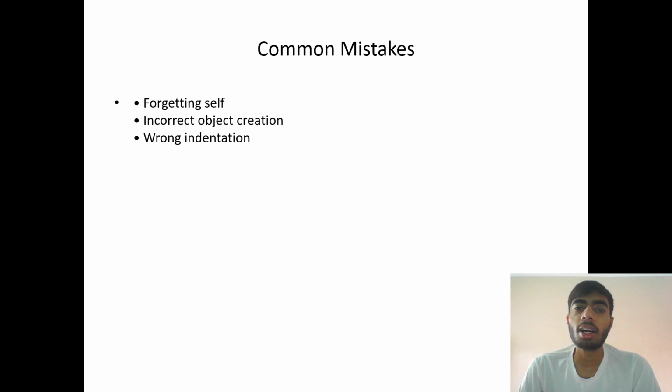Beginners often make a few common mistakes while learning OOPS. One mistake is forgetting to use the self parameter inside methods. Another is creating objects incorrectly or forgetting to create an object before calling a method. Incorrect indentation is also a common problem because Python depends on proper indentation. By paying attention to these details, you can avoid many common errors.